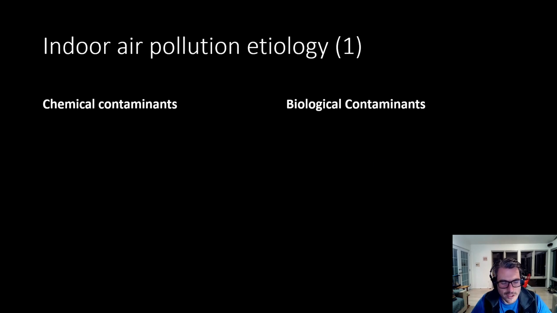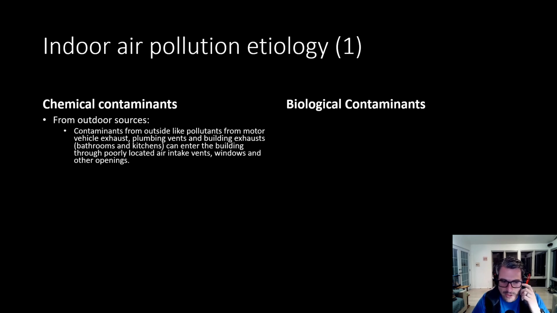The etiology of indoor air pollution is the investigation into the cause or causation of diseases or conditions that are associated with the presence of indoor air pollutants. However, many of the chemical contaminants in indoor air pollution actually come from outside sources. These contaminants can be pollutants from things like automobile exhaust, and they can enter into the buildings through poorly located vents or windows or doors.